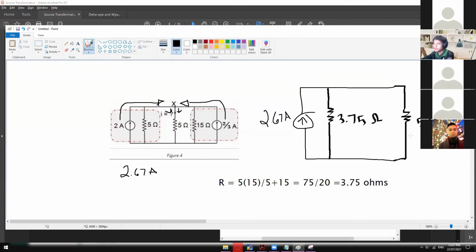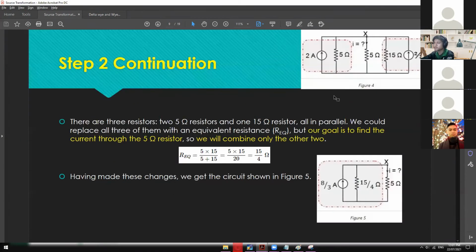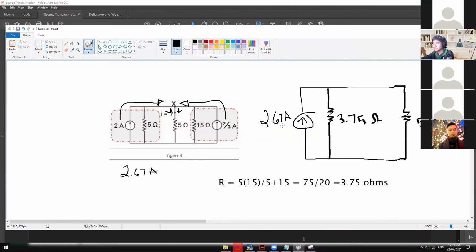Okay. And as you can see, we have to apply one more source transformation since our goal is to have a series connection. Let's go back to our notes. From here, we applied a parallel connection with those 5 ohms and 15 ohms, and then you will get this one, the same as what I have. 15 divided by 4 is 3.75. And then the current right here is 8 over 3, or equal to 2.67 amps.